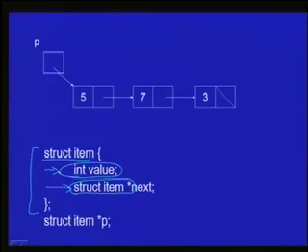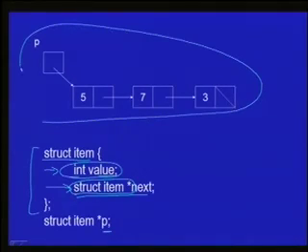And so we have this structure which consists of an integer value that we need to store and a pointer to the next structure. And let's say we have a variable p which is a pointer to an item. Now consider this kind of a linked list. So the variable p contains the pointer to the first element in the list.